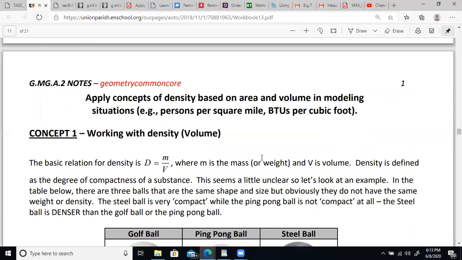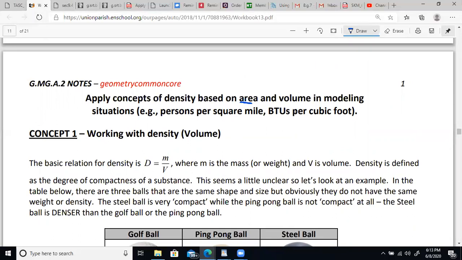So I've got this worksheet available here. The concept is we're going to apply these concepts of this thing called density, and it's going to be based on other things we should know about by now, area and volume, in these modeling situations. So maybe they want to know how many persons there are per square mile or BTUs per cubic feet. When I think of density, I think of New York City, which has a very dense population. For the size of the city, and it's a very large city, it has an enormous number of people that live or will be in that city.